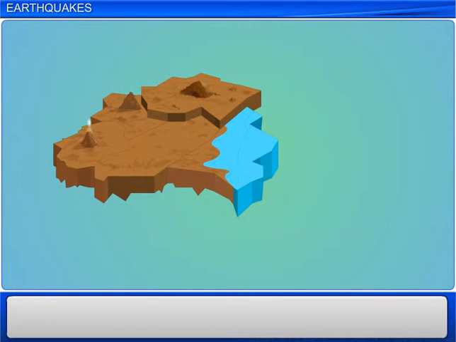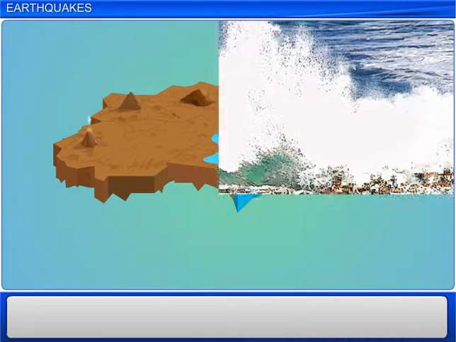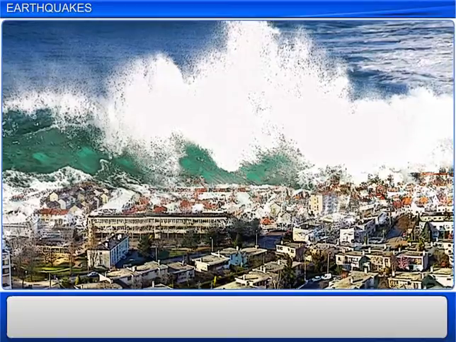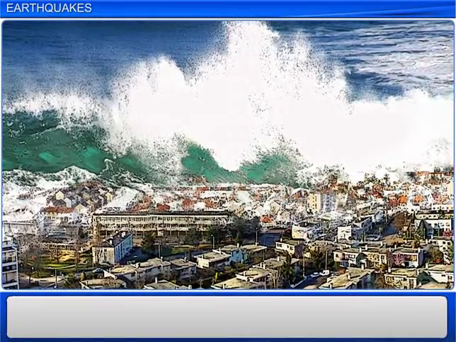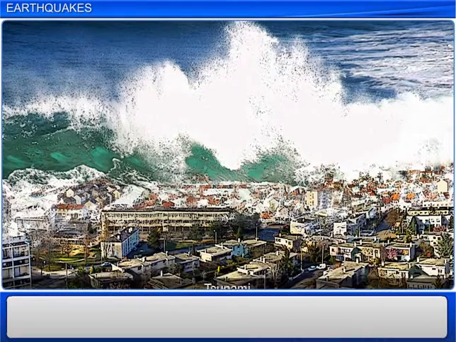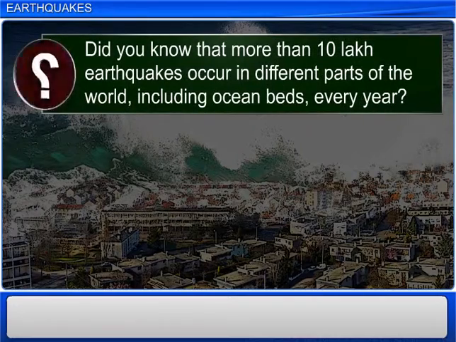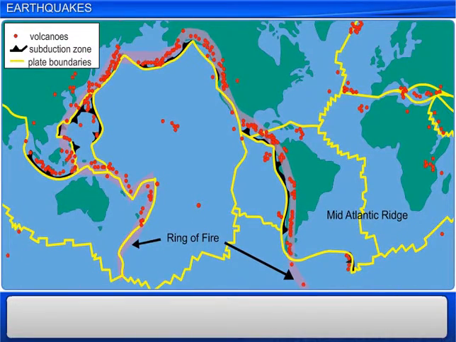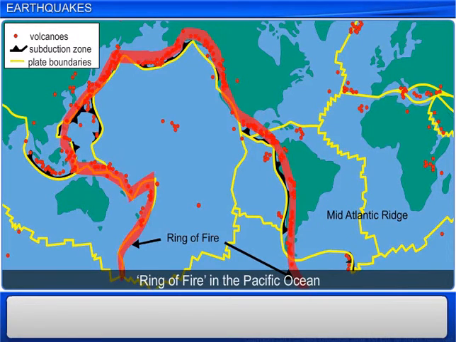Big earthquakes occur not only on land, but also under the sea. Such undersea earthquakes give rise to giant waves called the tsunami, which cause a great deal of destruction along the coasts. Did you know that more than 10 lakh earthquakes occur in different parts of the world, including ocean beds, every year? In fact, 2/3 of all the earthquakes occur in the Ring of Fire in the Pacific Ocean.